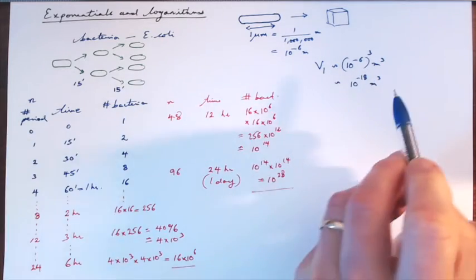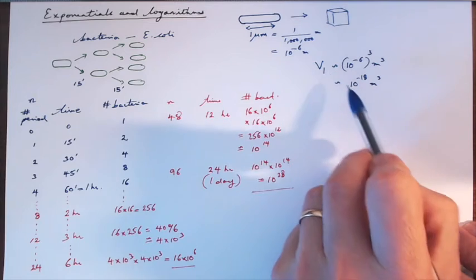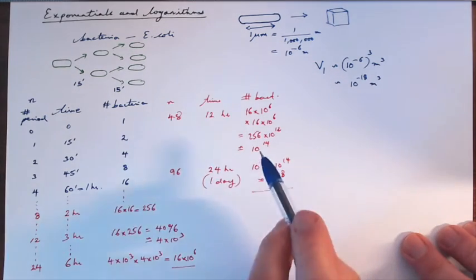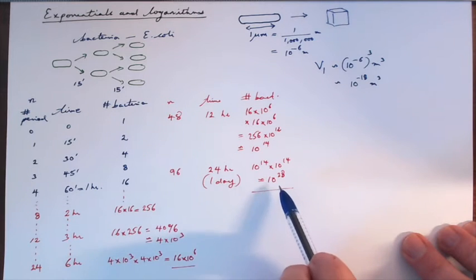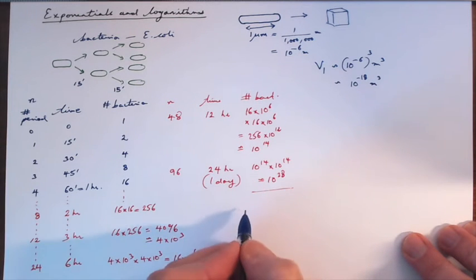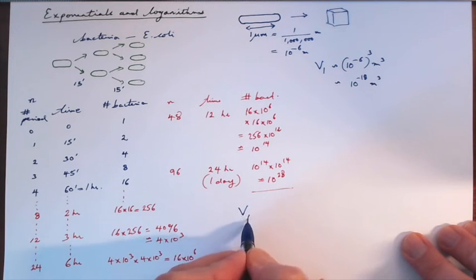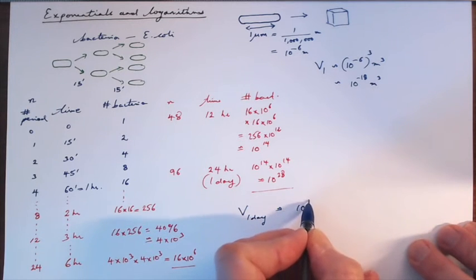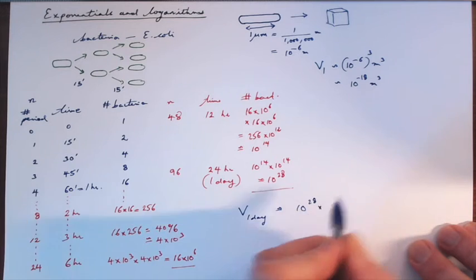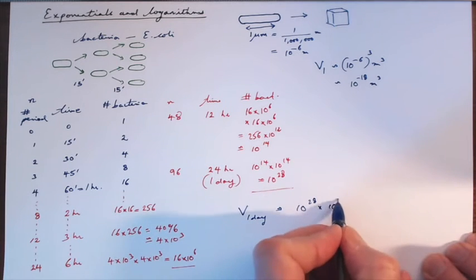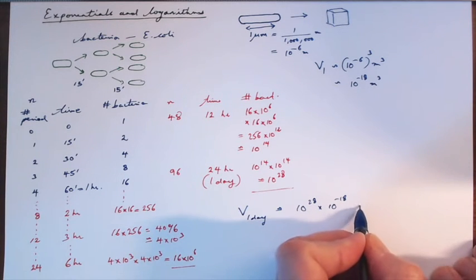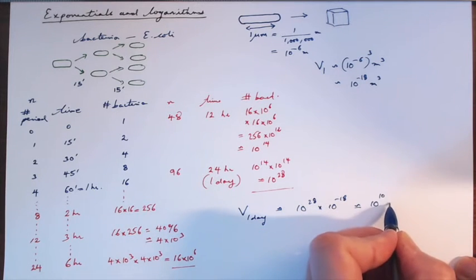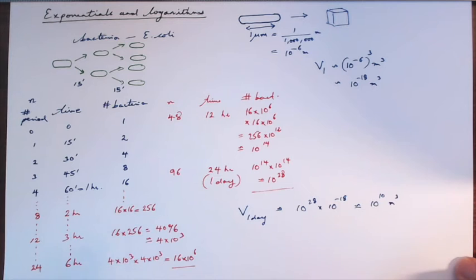So you would need 10 to the 18 bacteria to fill 1 cubic meter. From this exponential growth, we have 10 to the 28 bacteria. So the volume of bacteria after 1 day of growth is roughly 10 to the 28 bacteria, each of them with a volume of 10 to the minus 18, which gives us 10 to the power of 10 cubic meters.